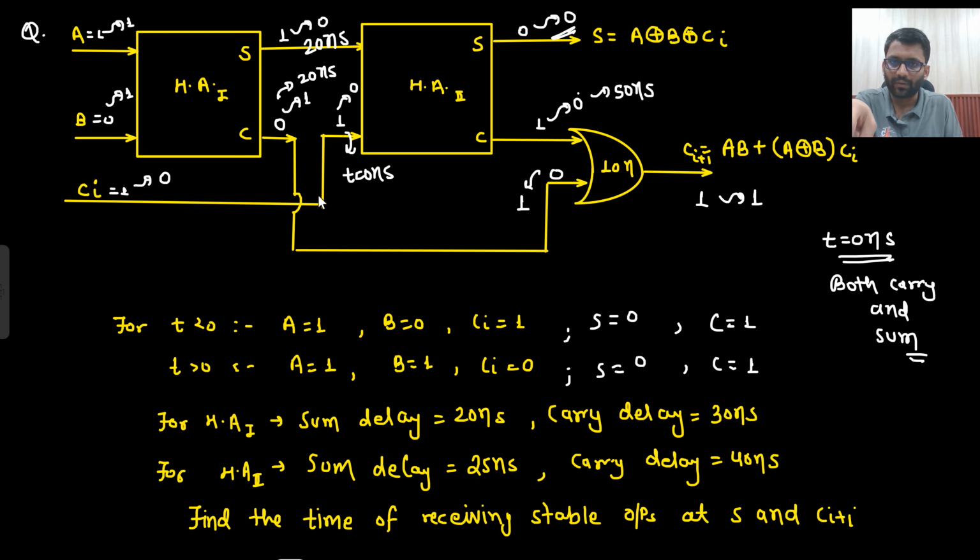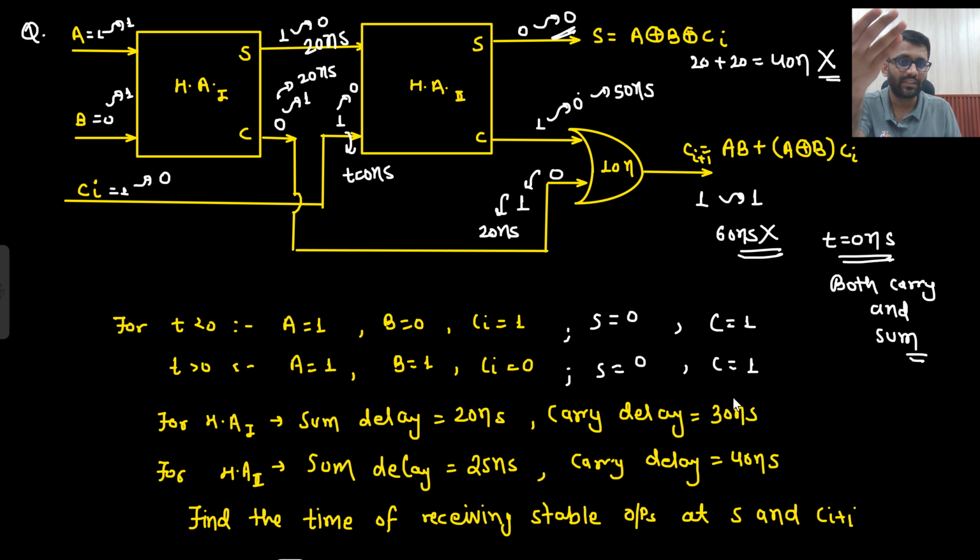Okay. And what about this guy? This guy was stable at 20 nanosecond. So if you are not aware of the concept, you will say that, sir, the Ci plus 1 will be stable after 60 nanosecond. This is what you can say, but that is wrong, because this Ci plus 1 is not even changing. And here you will say that, sir, this is stable after 20, so 20 plus 20, it will take 40 nanosecond. So that is also wrong, because this S is not even changing. If they are not even changing, then what is the meaning of saying that they are becoming stable after that much time? They are already stable, right?